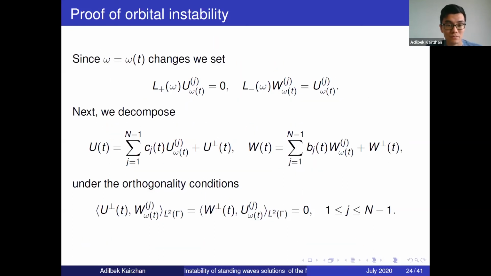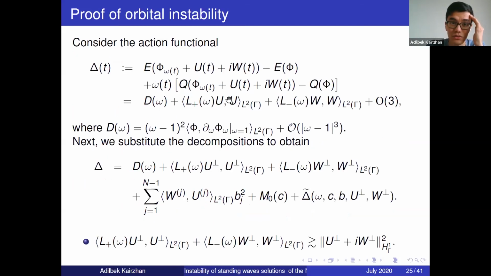And next, we will try to show that these perpendicular terms, u perpendicular and w perpendicular, always remain small. And in order to do that, we apply the energy method. So we first consider the action functional with respect to omega. So omega changes. If you expand, then you will have that the action functional can be expanded in this way, with the term dependent on omega minus 1 squared plus a cubic term, and quadratic forms for L plus and L minus, plus some higher order terms.